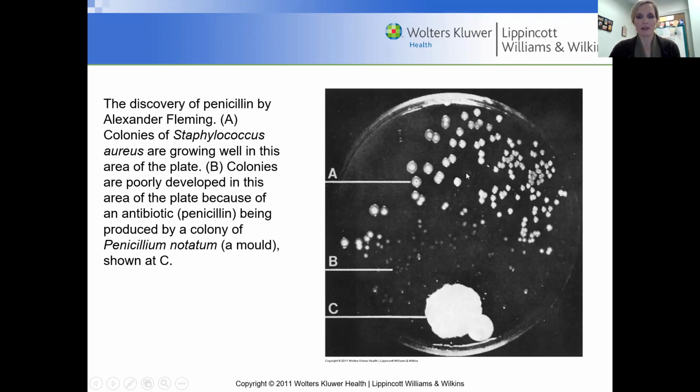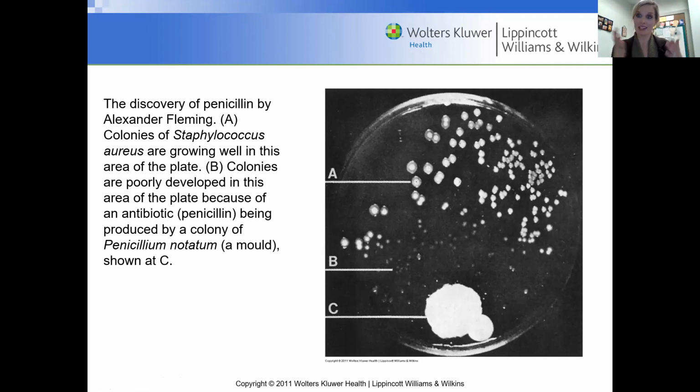You can see, pointing out letter A there, that's what all these little circles are. Colonies are poorly developed in the area of the plate where the antibiotic was. So here's what letter B is talking about. This entire Petri dish was covered with that Staph aureus. But what happened is letter C, a mold that was dropped onto this Petri dish, specifically Penicillium notatum. Around that particular mold, you can see the bacteria starting to die off. And that's where Alexander Fleming said, wait, we might have something here.